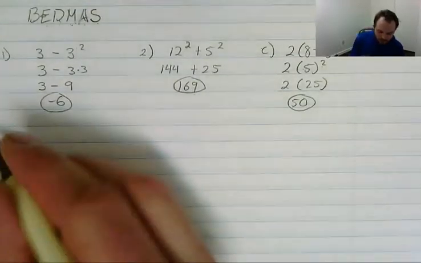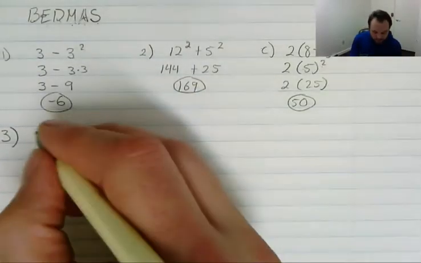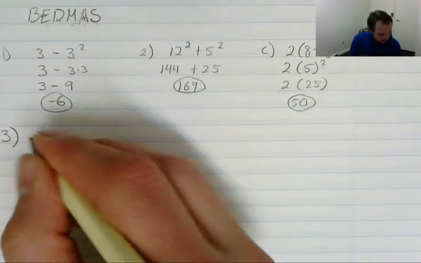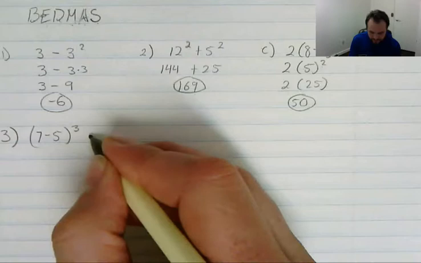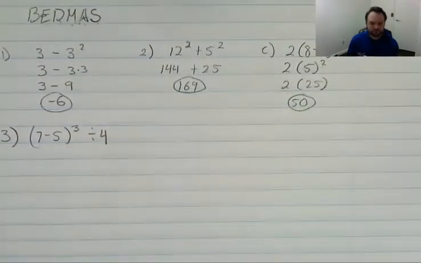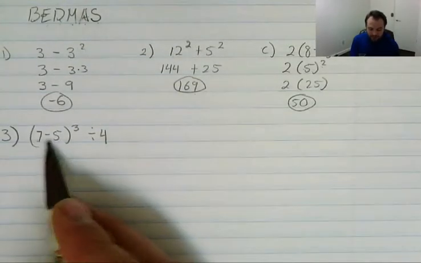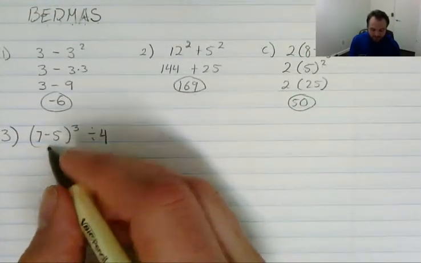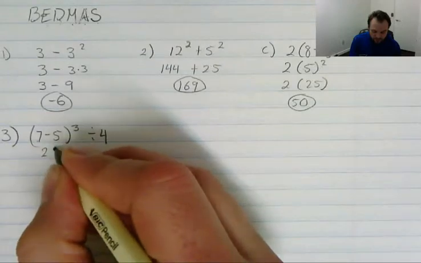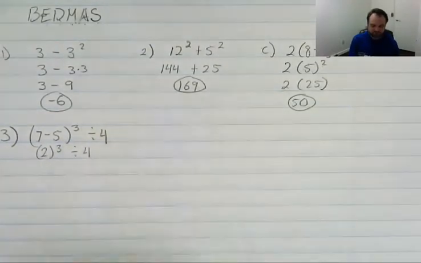Let's take a look at my third example. For this one here, I'm going to have 7 minus 5, all to the power of 3, divided by 4. So once again, we're going to start off with my brackets. What is in brackets? Well, I have 7 minus 5, so I must do that first. So 7 minus 5 is the same as 2. So we're going to have 2 to the power of 3, and we're going to divide that by 4.